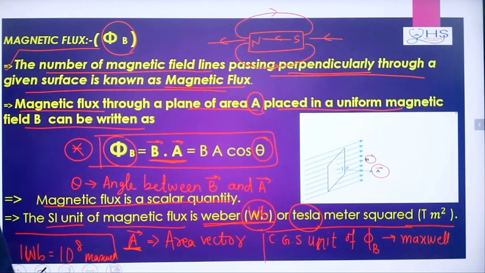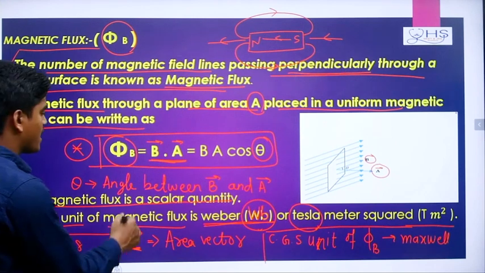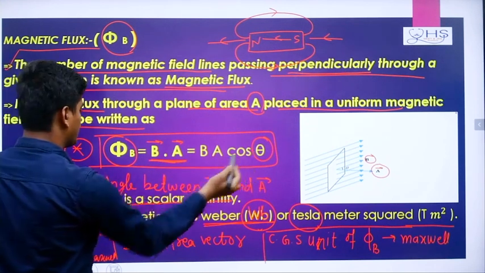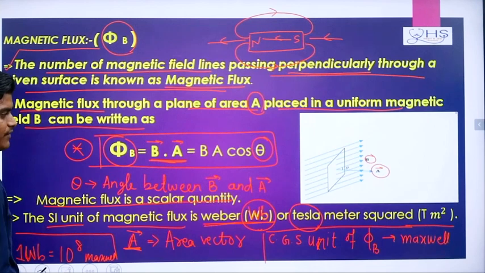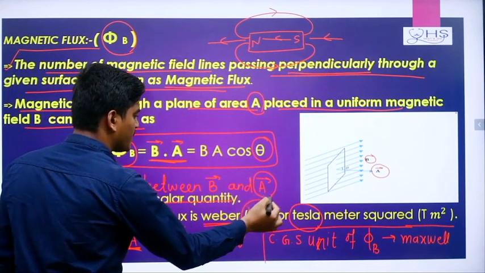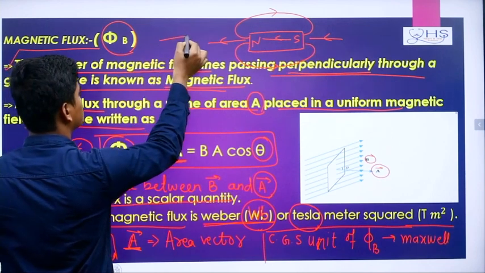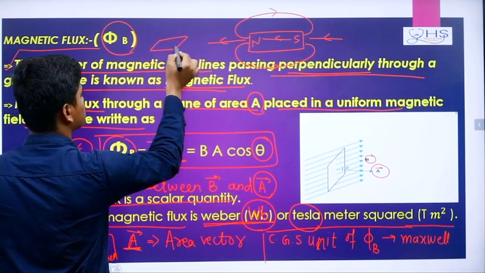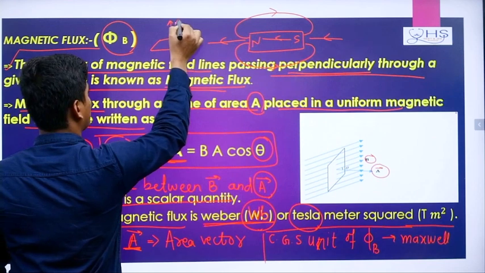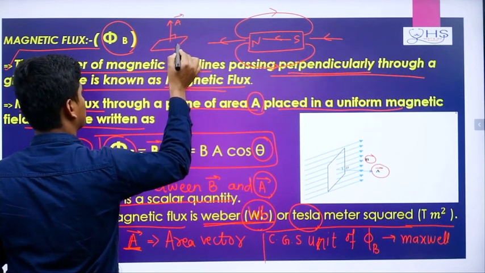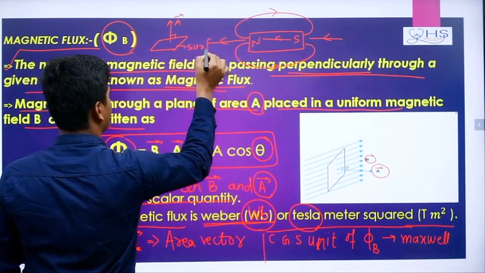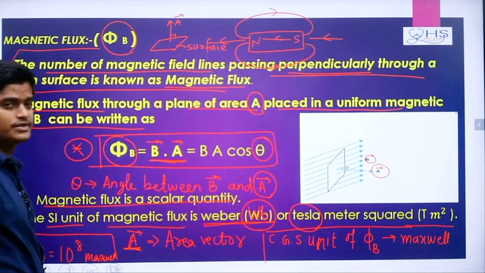So please note down this small point: 1 Weber equals 10 to the power 8 Maxwell. And what is this theta basically? Theta is the angle between the B vector and the A vector. And what is the A vector? The A vector is the area vector. If I take any surface, suppose this is the surface here, then the area vector will be perpendicular to the surface. The area vector will always be perpendicular to the surface.